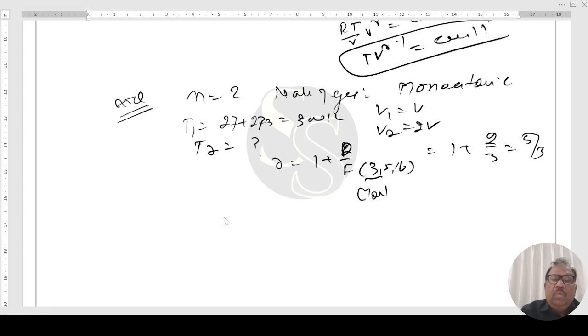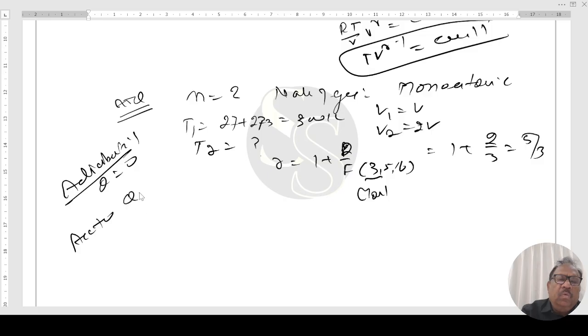Now, as the process is adiabatic, Q equals 0, neither heat will be given nor taken. According to the first law of thermodynamics, Q equals delta U plus delta W. In the second part, you have to find the energy increase or decrease. Since Q is 0, if we know this, then this is also known to us.